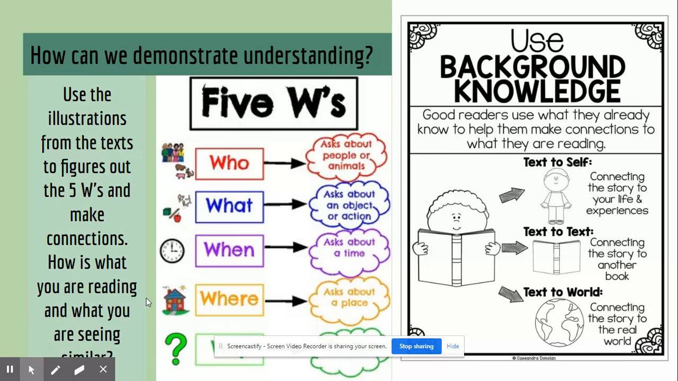So we're going to use our background knowledge. Good readers use what they already know to help them make connections to what they are reading. So if we see a picture of an apple, we should think, okay, what are we reading about? Are we reading about apples? What do I already know about apples? Well, I know that they can be red, and they can be green, and they can be yellow. I know what they taste like. So there's a ton of things that we could say about apples, but we want to take what we're seeing and what we're reading and try and blend those together and find text to self, text to text, and text to the world.